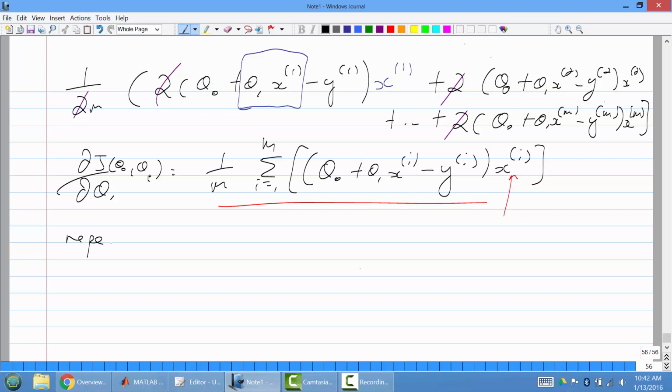So now the final update. What you need to do is repeat until convergence the following. All it is is minus, and remember, this is alpha, the learning rate here.